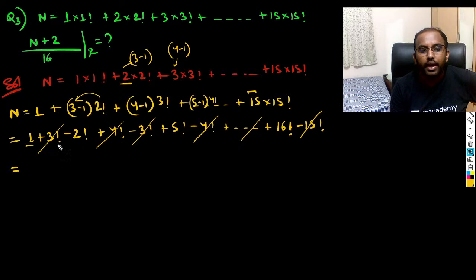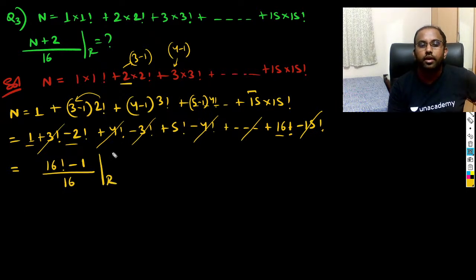Okay, so now what am I left with? Basically 1 minus 2 will be minus 1, and then I'm left with 16 factorial. 16 factorial minus 1, so my number left is what? Ultimately I'm left with 16 factorial minus 1 divided by 16, remainder. Okay. Now 16 factorial by 16, what is the remainder? Sorry, plus 2 also, no?